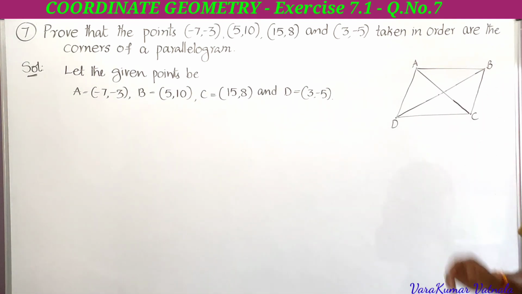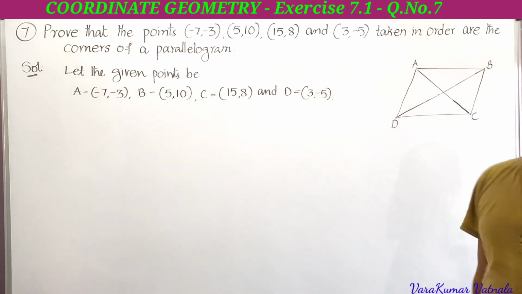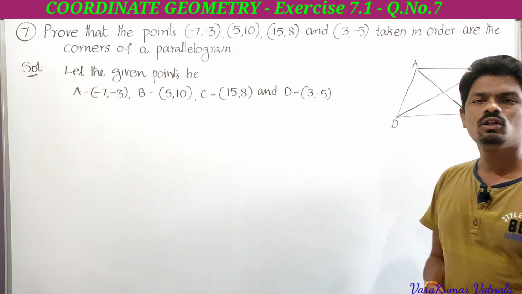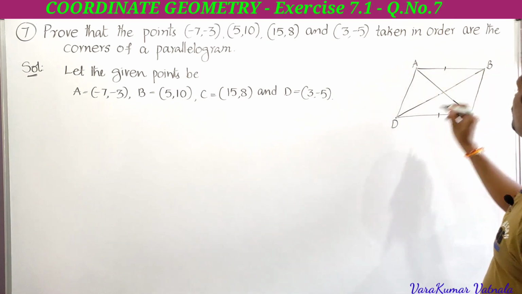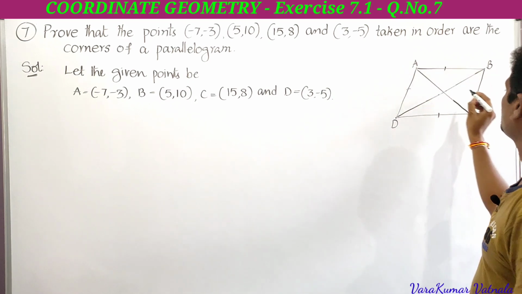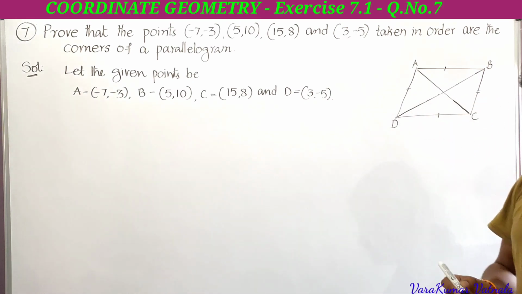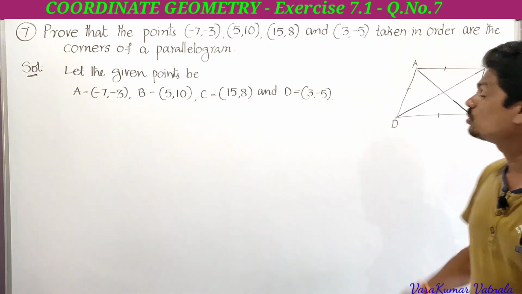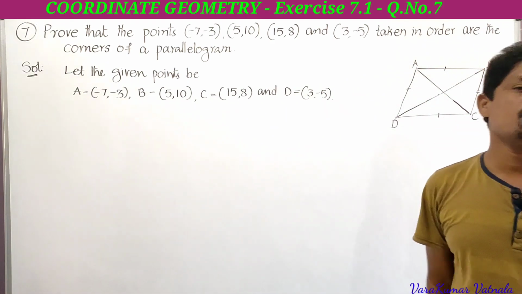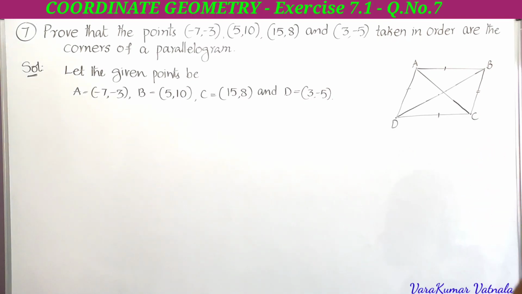So now how can we show the given points are the corners of a parallelogram? By finding the distance again. So what are the characteristics of a parallelogram? Opposite sides are parallel and equal. So AB and CD are equal. In the same way AD and BC are equal. So these two are opposite sides and these two are opposite sides. So this is the first characteristic.